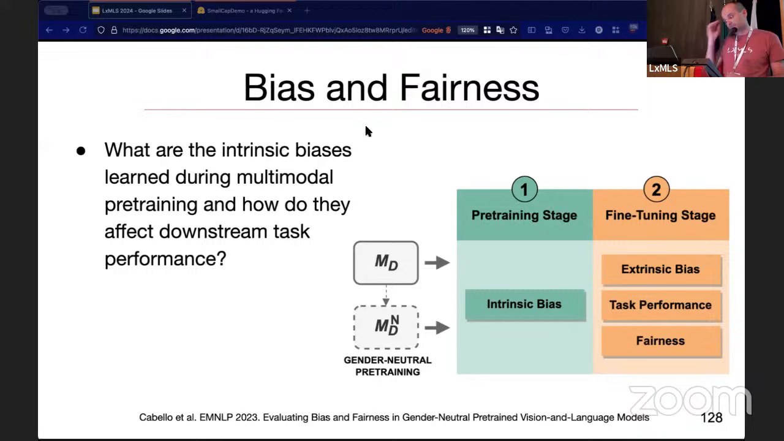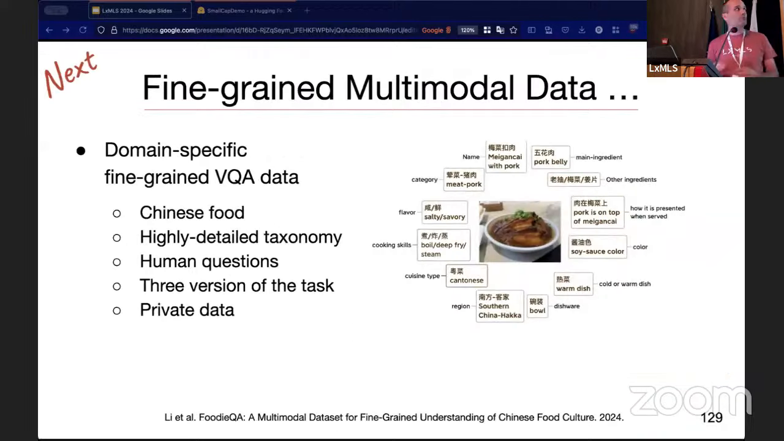In terms of some insights into what we're trying to do right now in Copenhagen, we're trying to work with really fine-grained multimodal data. Wenyan Li created a dataset with domain-specific VQA data in the domain of Chinese food, where she created a highly detailed taxonomy of many different aspects of Chinese food. And from this, collected private data from people, from their mobile phones. We paid for the data. And so we have these images that have not been seen before for multimodal learning.